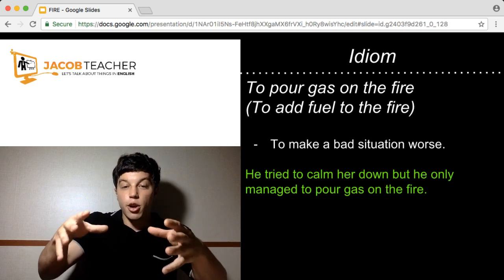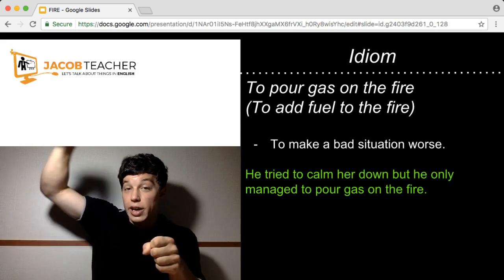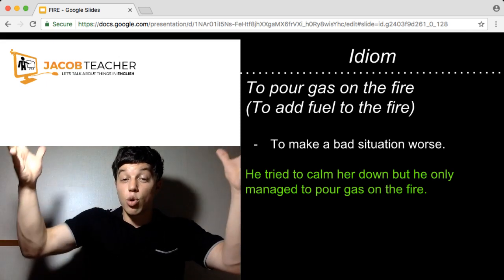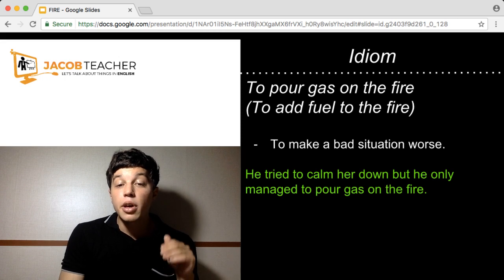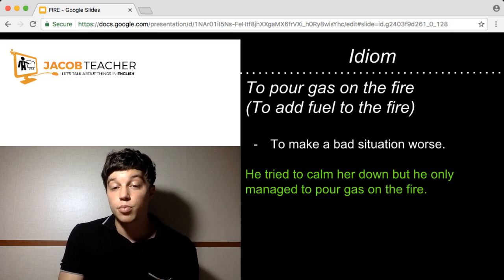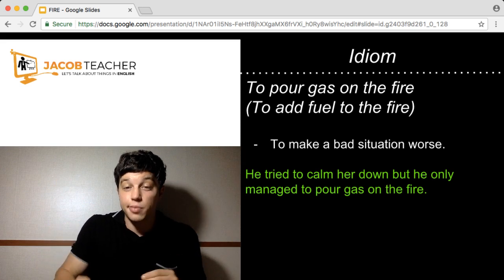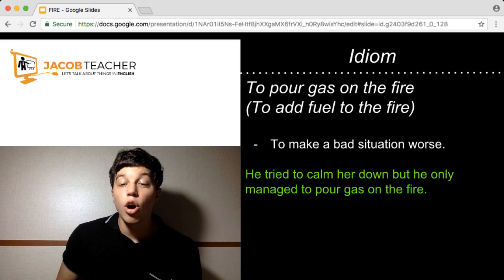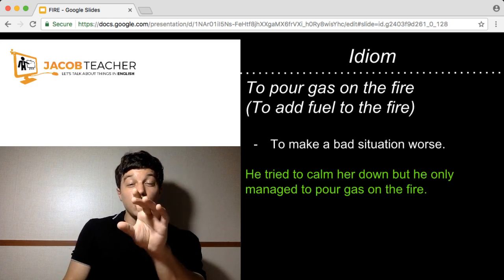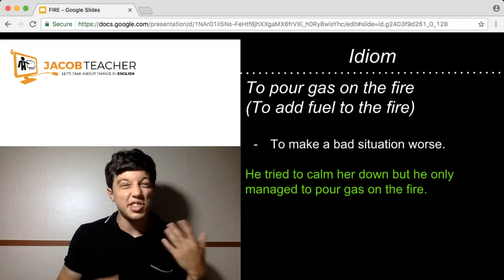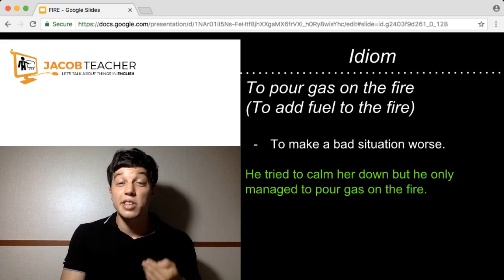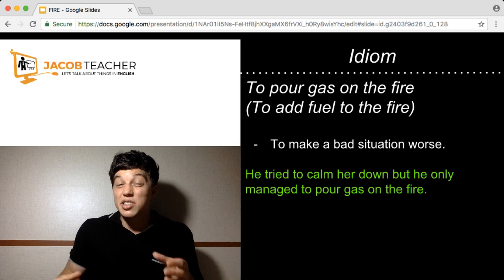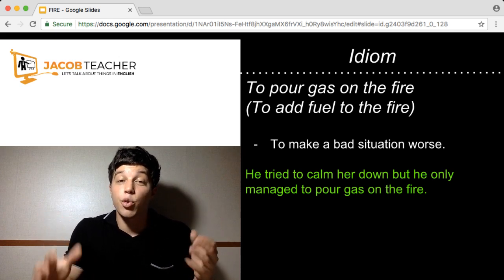Imagine there's already a fire. Imagine someone's angry, and you pour gasoline onto that fire. The fire grows, or their anger grows. The example sentence I have, he tried to calm her down. Calm her down means make her relax. He tried to calm her down, but he only managed to pour gas on the fire. Again, to add fuel to the fire, to pour gas on the fire, they're the same thing. People use both. It means the exact same thing. He only managed to pour gas on the fire. What that means is he only made her more angry.